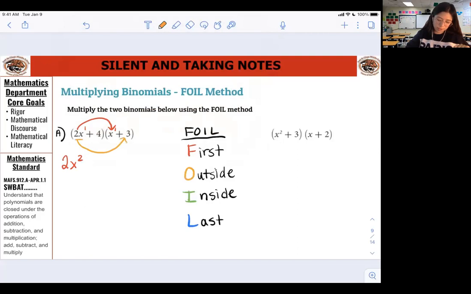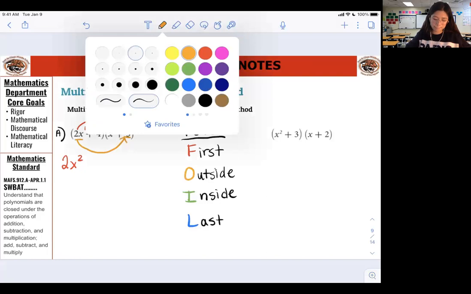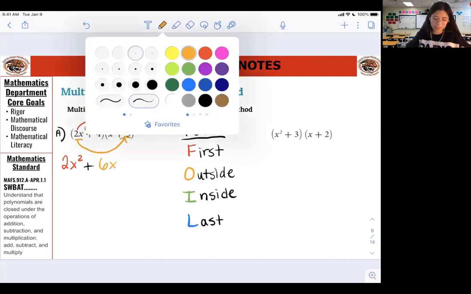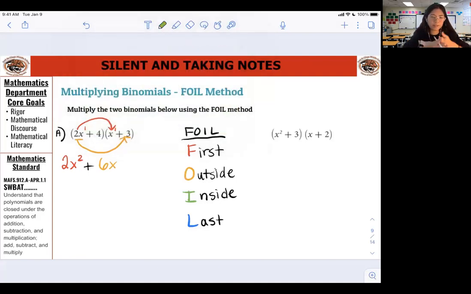Okay, so like a sandwich, those are your buns. 2x times 3, what do I get? 6x. Then inside, which ones are your insides? Your peanut butter and your jelly? 4 and x. What's 4 times x? 4x.